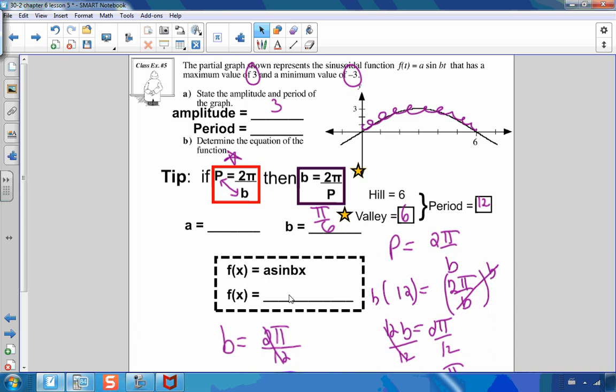Okay, so my period again was 12, and my a value is 3. Let's put that all together in your equation. 3 sine of pi over 6 t. That would be your formula.